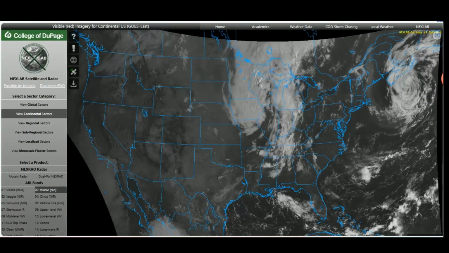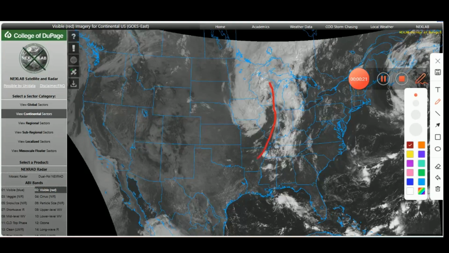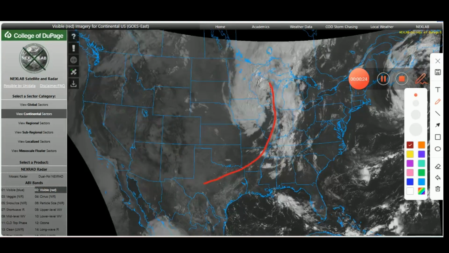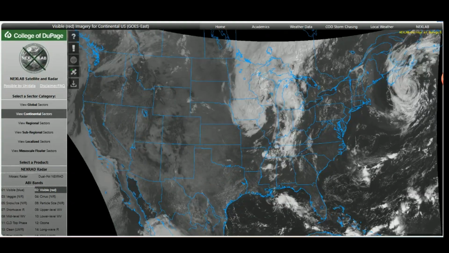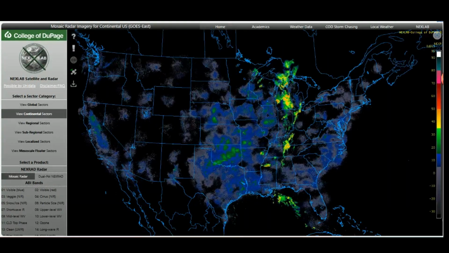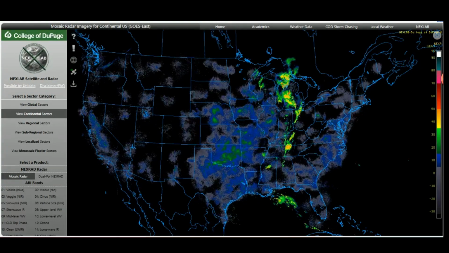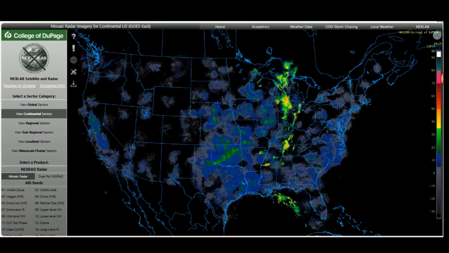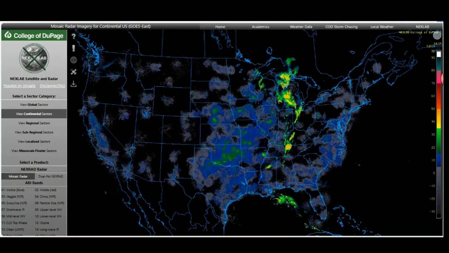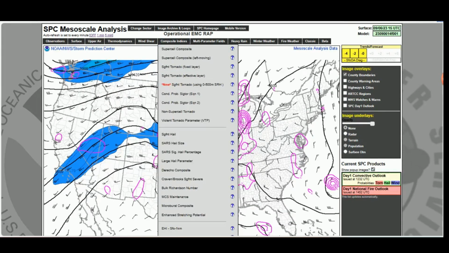Starting today with visible satellite imagery, we have a cold front that is stretched across the Midwestern states down into the southern United States, and that is going to be tracking to the east for the next couple of days. We got showers and thunderstorms that have developed ahead of this cold front across much of the Great Lakes region and down into the southern U.S. And we're expecting additional rounds of thunderstorms to develop later today along that cold front as it tracks to the east.